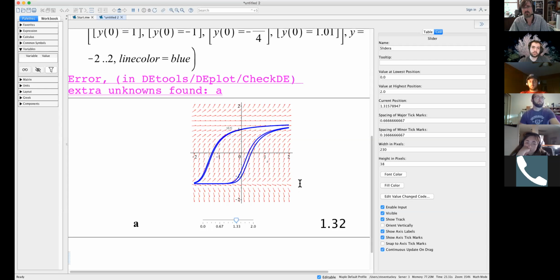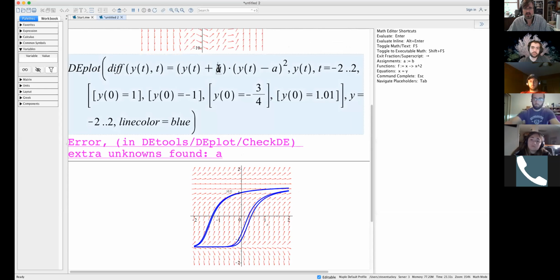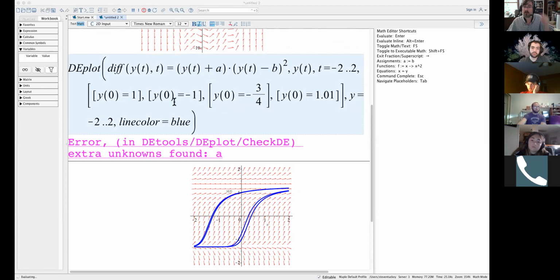So for example, if I went back up to the code and I said, in the code, y of t plus a for the first factor, and then y of t minus b for the second factor, and then I can click on that and say explore, and then I'll make a and b both slider bars, and make each one of those go from 0 to 2.0. I don't know why 2, it just sounded good.